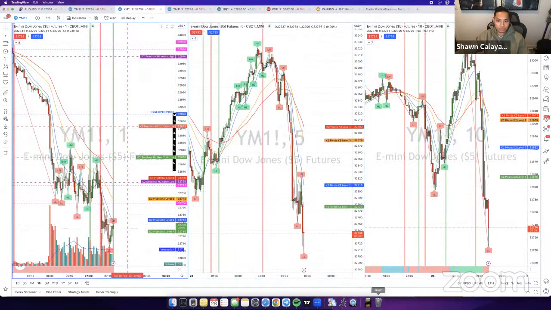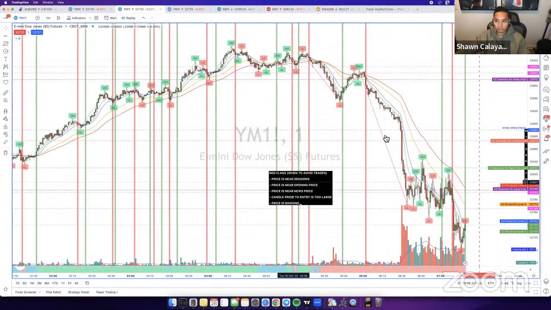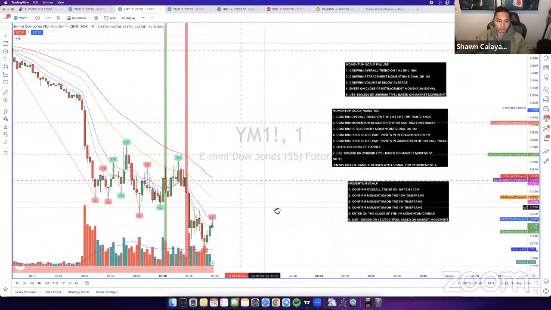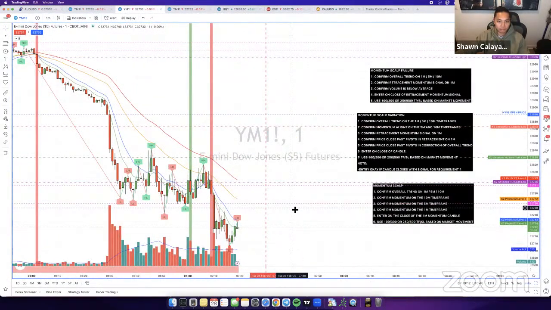Looking over here, there's still no official trades for us at the moment, guys. There's a possible momentum scalp failure that's coming up right here. I'll follow it, but as I mentioned, obviously I'm not going to take this trade here because I typically don't take the momentum scalp failure. I'll look for the continuation that happens after it.